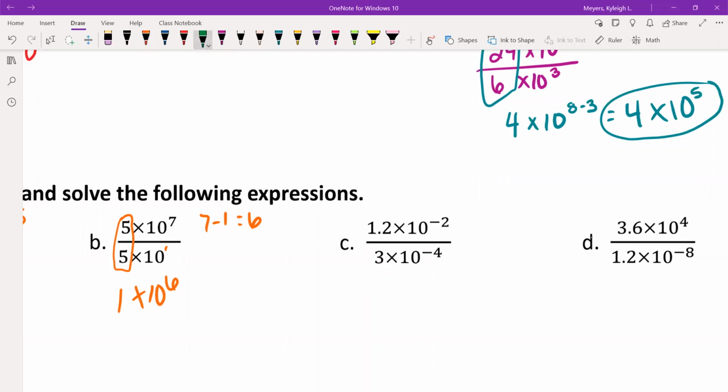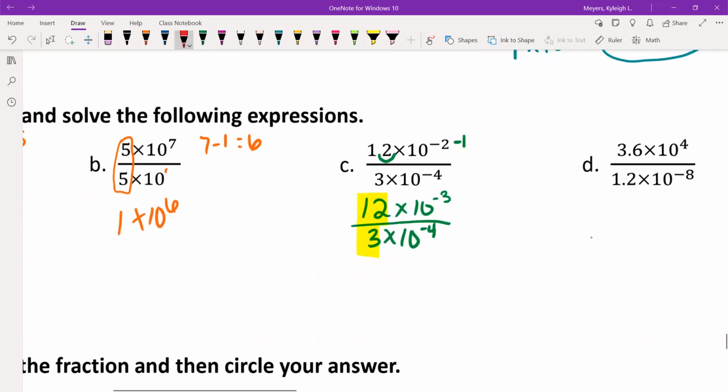Okay, so looking at C, we have to move this over one. When we move it over one, we subtract 1. So we have 12 times 10 to the negative 2 minus 1, which is really negative 3, over 3 times 10 to the negative 4. Remember, we divide these two. 12 divided by 3 is 4. Negative 3 minus negative 4. Keep, change becomes 1. So we have 4 times 10 to the first power.